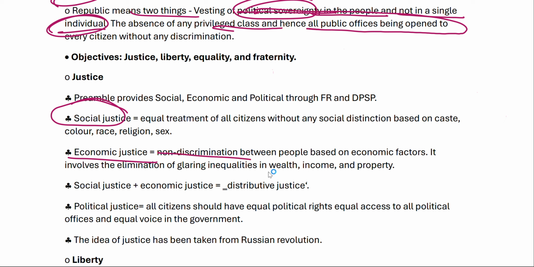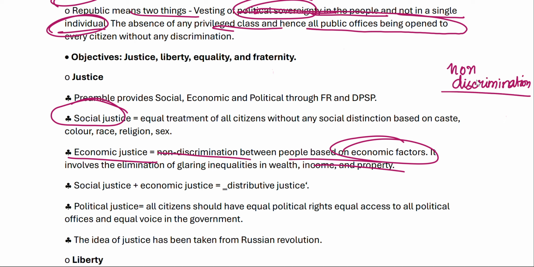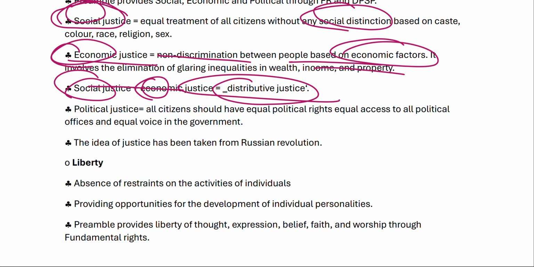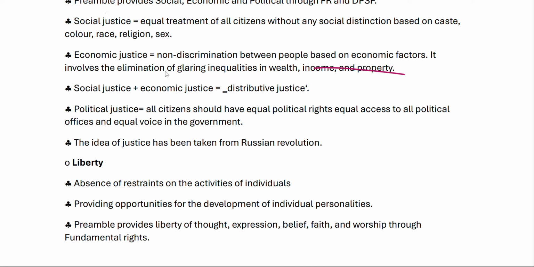Economic justice is when there is non-discrimination between people based on economic factors. Based on economic factors you are not discriminating, and based on social factors you are not discriminating. Social justice plus economic justice is what gives you distributive justice. It involves the elimination of glaring inequalities in wealth, income, and property.